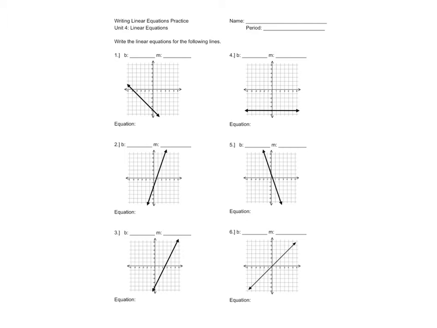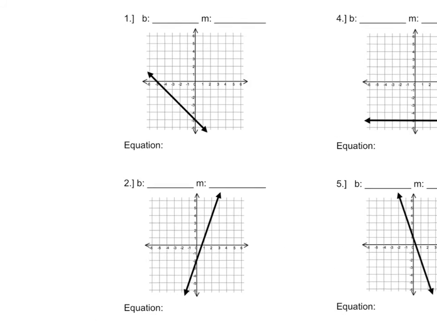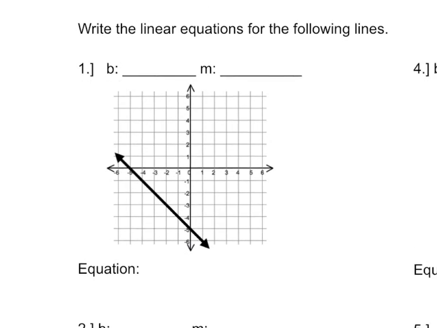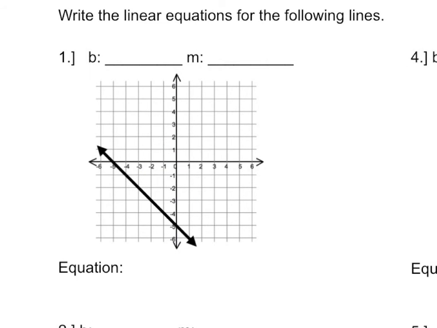Okay, here's what your worksheet looks like. It's writing linear equations practice. So let me zoom in on number 1. Okay, we're going to find the two ingredients we need to write a linear equation, the b and the m. So just as a quick reminder, the b is the y-intercept and the m is the slope.